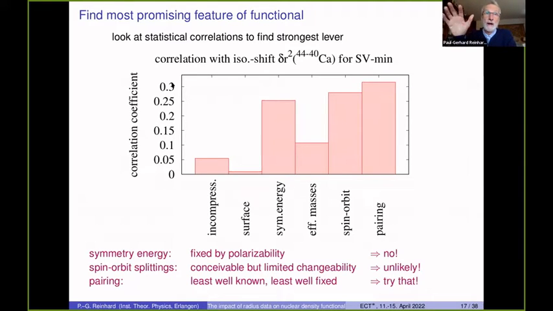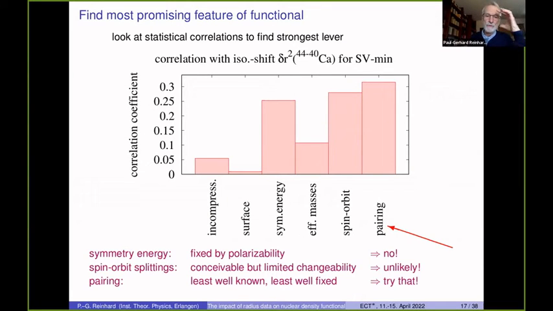Look at the number, 30% correlation is not much at all. So that means the isotopic shift is composed of different contributors. The symmetry energy is one of the large ones. The spin orbit splitting, as we know already, is another large contributor. And the largest is pairing. Okay, symmetry energy, no chance, that's fixed by polarizability. We cannot play around with that. Spin orbit splitting, one could play, but it's unlikely because that's fixed by lead 208. So pairing is our chance. So we go for playing around with pairing.